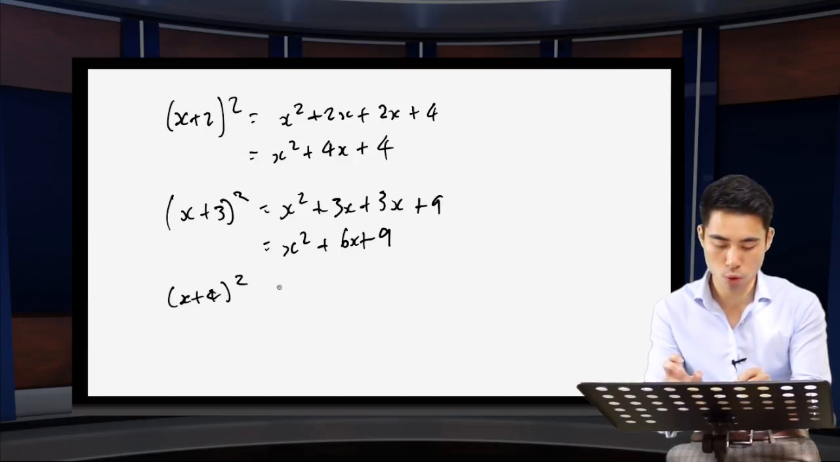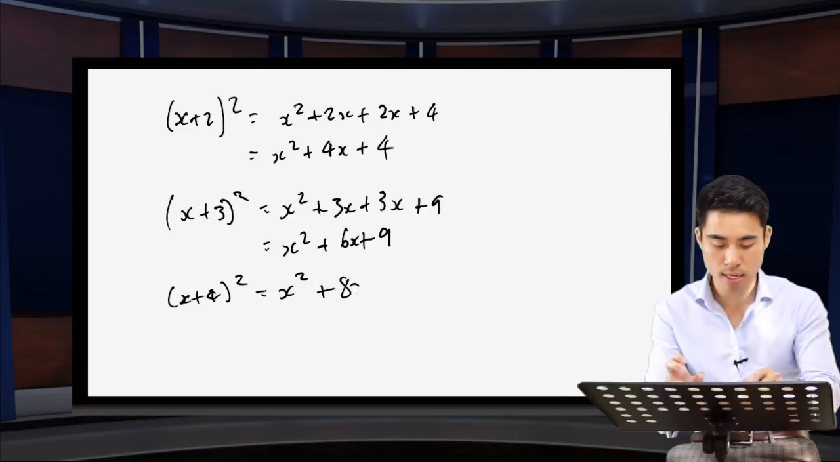So similarly, if I had x plus 4 all squared, well, you know your first term is going to be x squared. What's my term in x going to be? Well, I've got a plus 4 there, so it's going to be plus 8x.